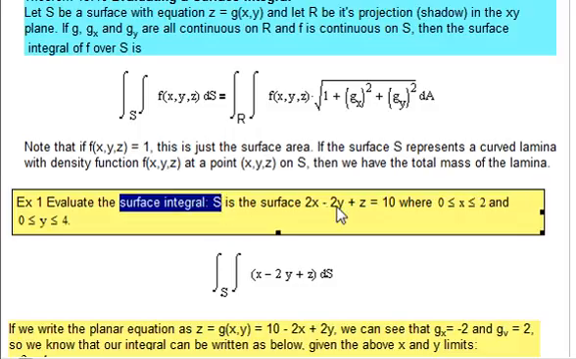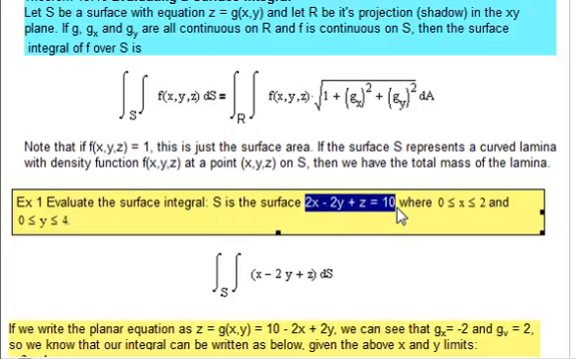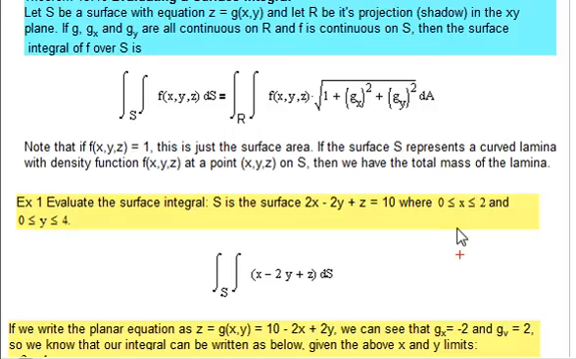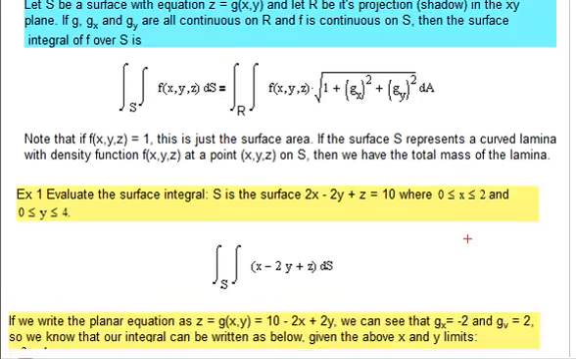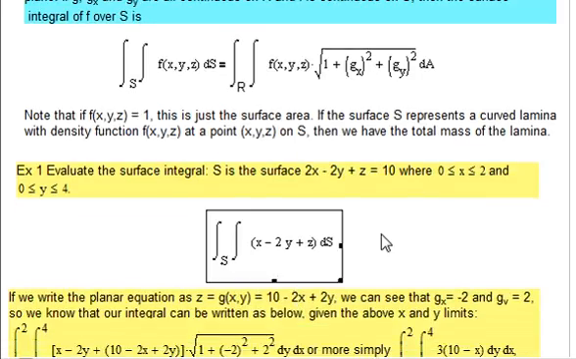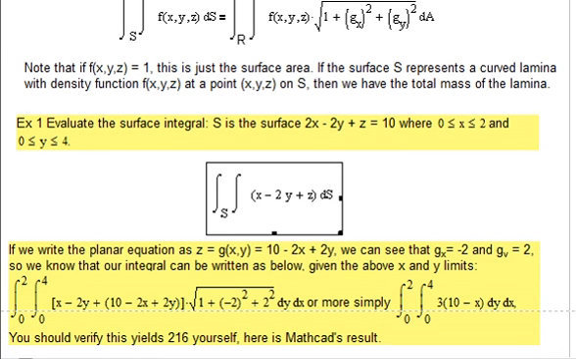Evaluate the surface integral over S, where S is the surface 2x minus 2y plus z equals 10. Of course, that's a plane. And x is between 0 and 2, and y is between 0 and 4. So, of course, this is what we want to evaluate. And according to this, we can use a double integral, use our f of x, y, z, and then the square root of 1 plus the partial of g with respect to x squared, I guess this will be our g, plus the partial of g with respect to y squared. So let's have a look.